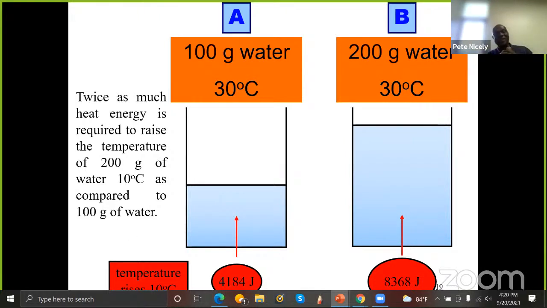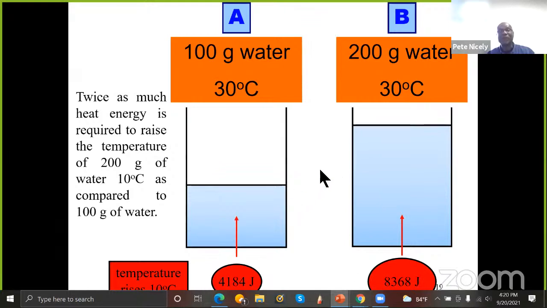It turns out that the amount of heat required to raise the temperature of a given amount of a substance, in this case water, would be greater if you try to do the same thing with a greater amount of the same substance, all right? So as stated here, twice as much heat energy is required to raise 200 grams of water by 10 degrees compared to 100 grams of water, which is what I said before, right? So I hope you understand the difference between heat and temperature based on what we were discussing here.